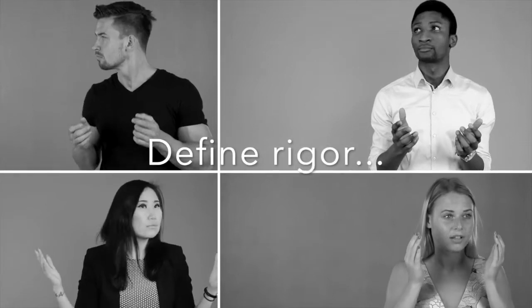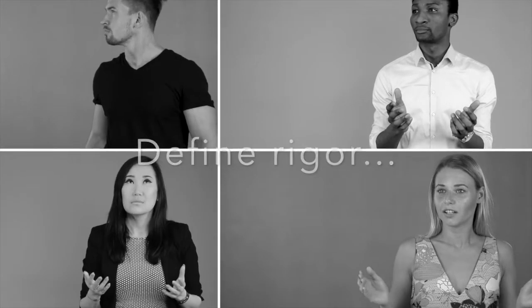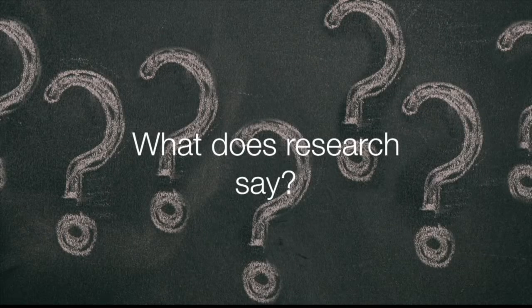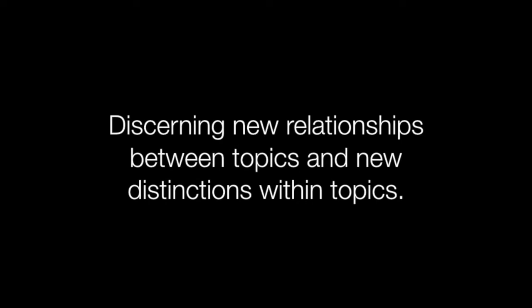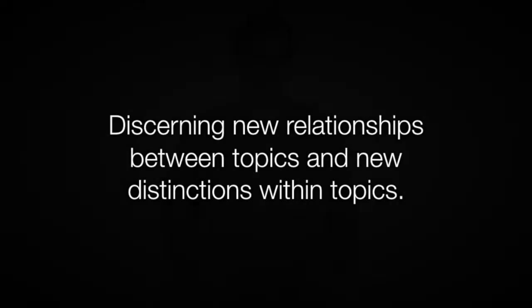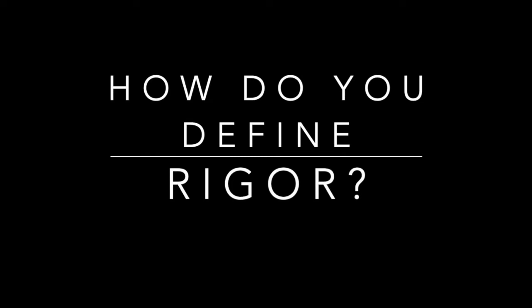To define rigor, we get as many different answers as we ask teachers or even administrators. What does the research say? Robert Marzano, in his book Understanding Rigor in the Classroom, says that it's the idea of discerning new relationships between topics and new distinctions within topics. This may be a little too broad. So we asked some teachers what they thought, trying to narrow down the definition to something we can actually use.